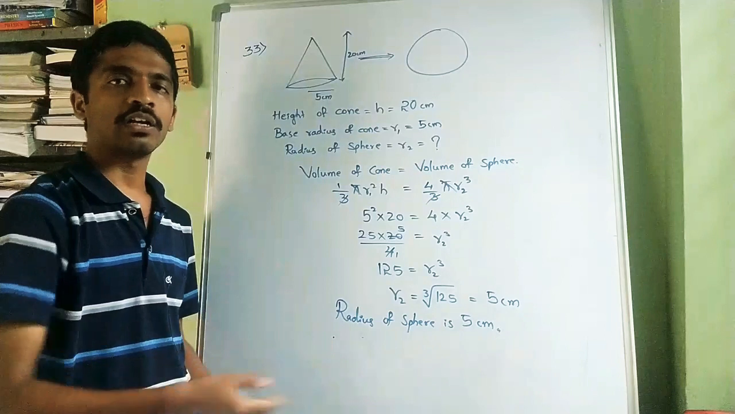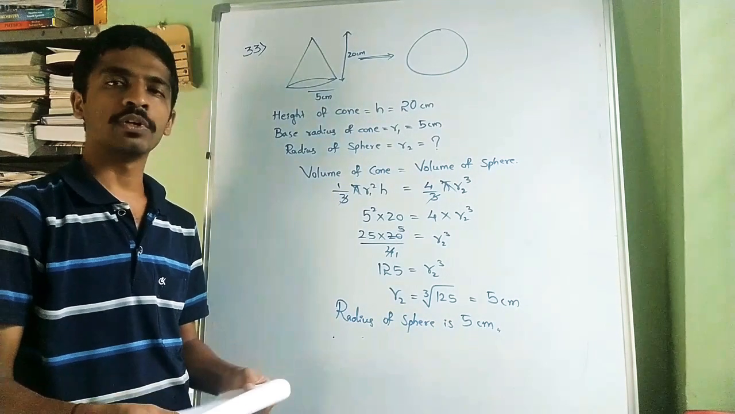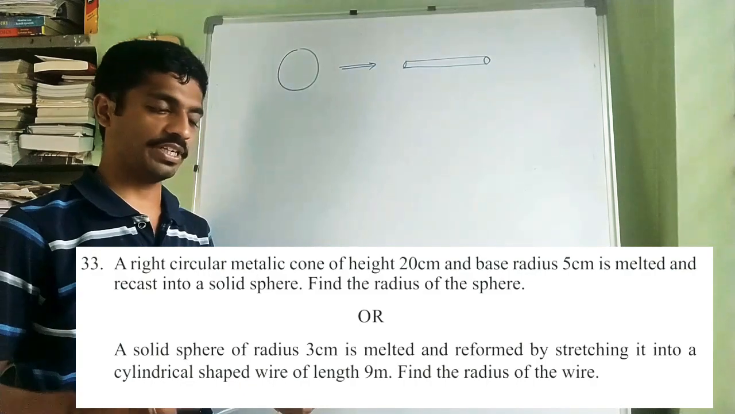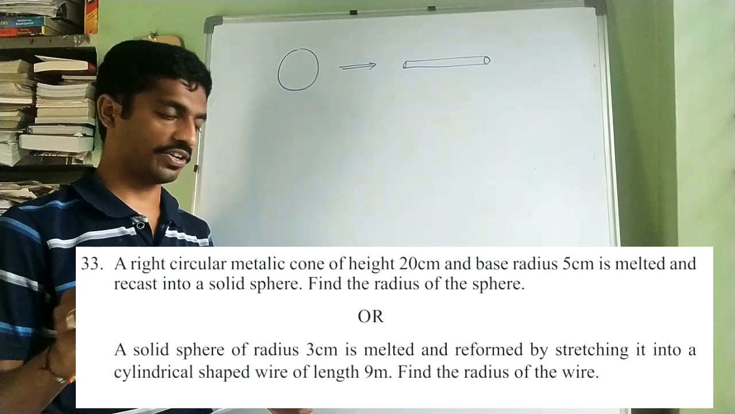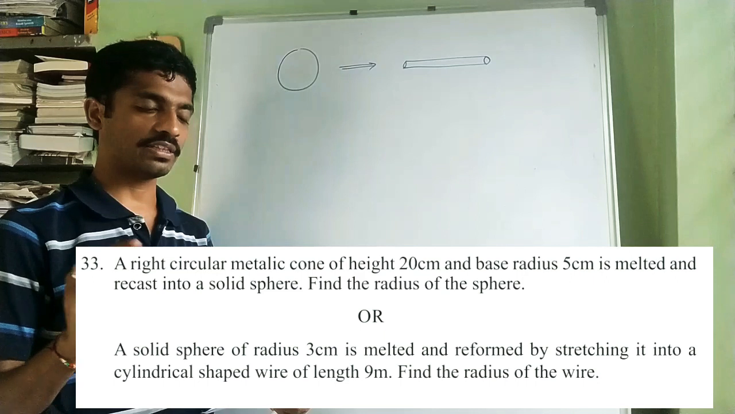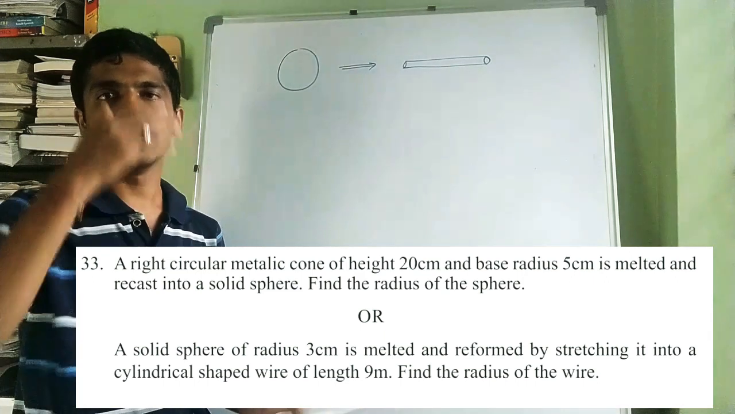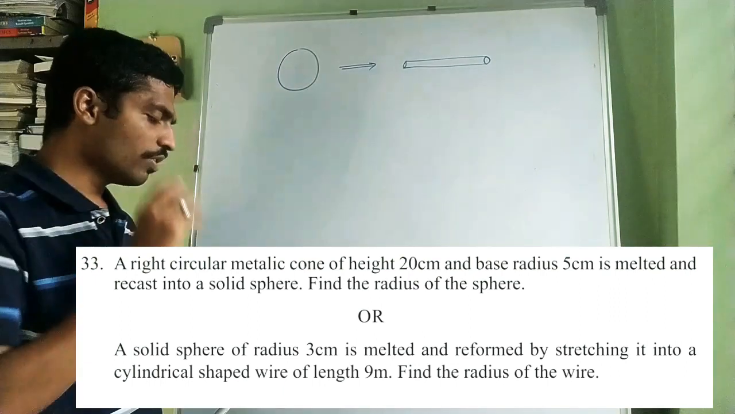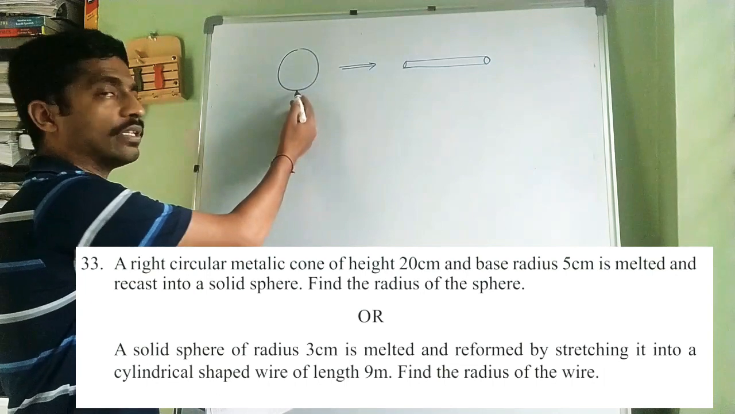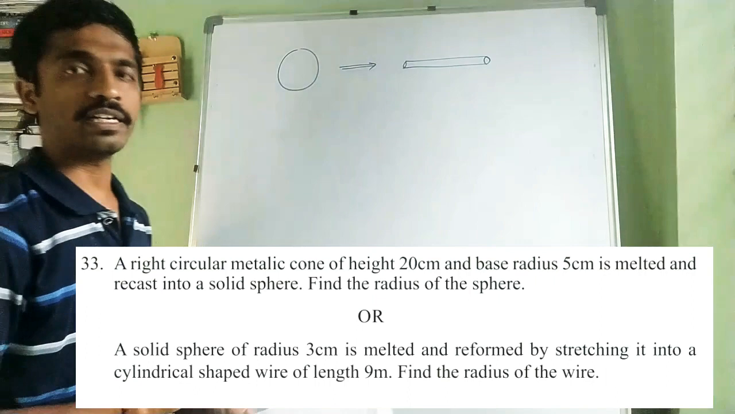So I will solve the next problem also, that is the choice question they given. Okay, out of 2 again you have to do only one. A solid sphere of radius 3 centimeter is melted and reformed by stretching it into cylindrical shape wire of length 9 meter. Okay, so here the unit is 9 meter, so convert it into centimeter. So find the radius of the wire. So they given the one solid sphere, they converted it into wire which is in the cylindrical shape.